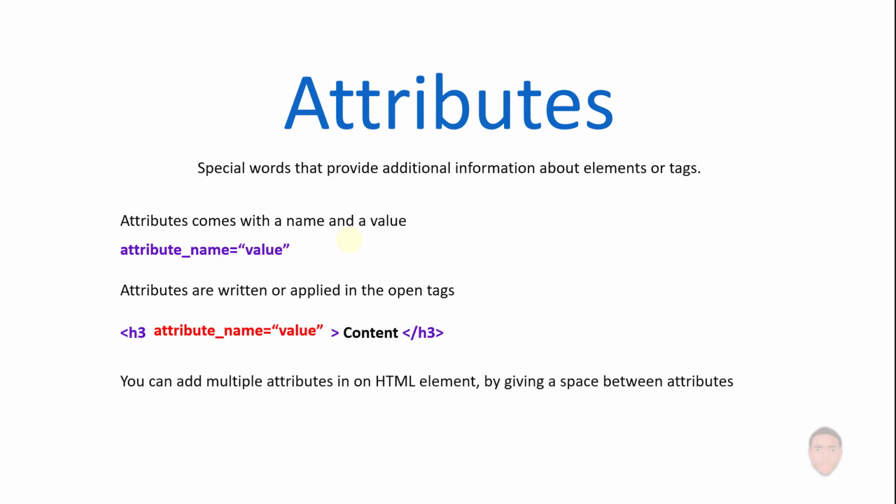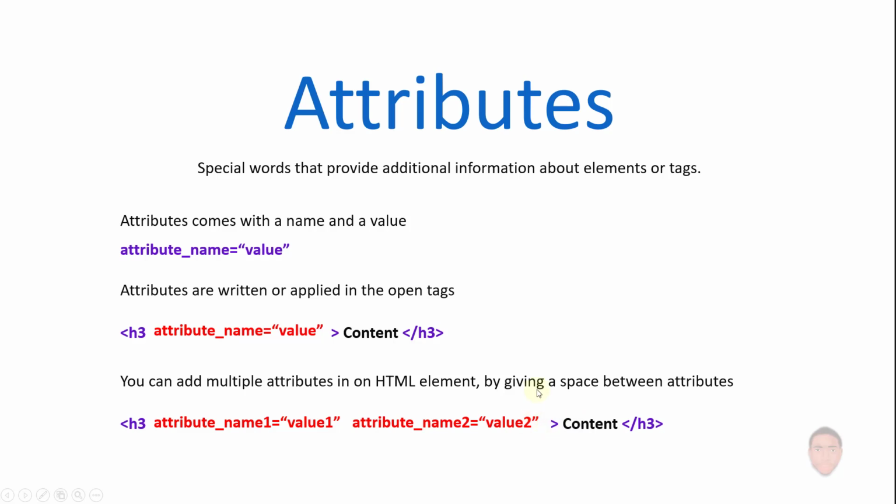Another thing I want you to note is that we can add multiple attributes. We can have more than one attribute, and we'll do that by simply giving a space between the attributes. So I have the same example here. This is an h3, and remember we write our attributes in the open tag. So I left a very big space here just to show you. And then you can have multiple attributes. We have attribute 1, and we have the value. We also have attribute 2 and the value of the attribute. We can keep adding more attributes as much as we want.